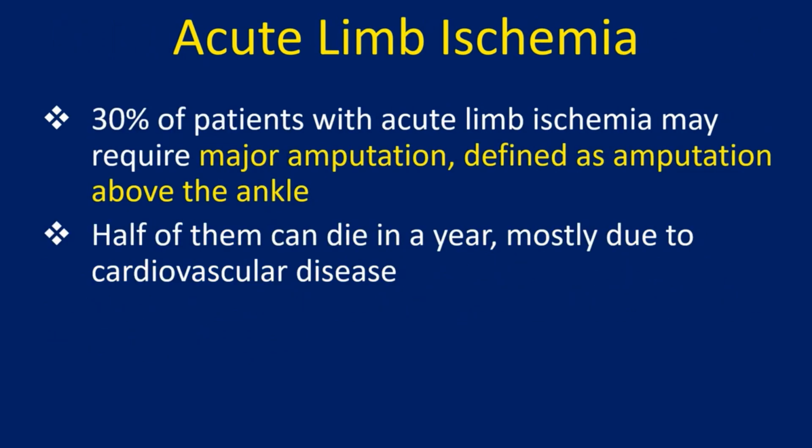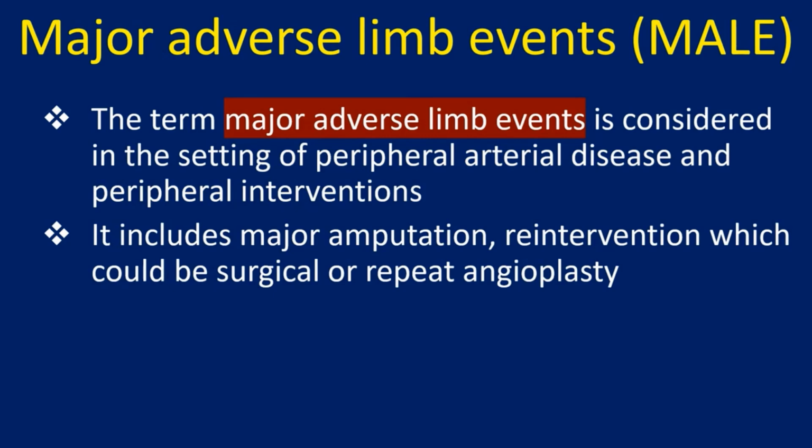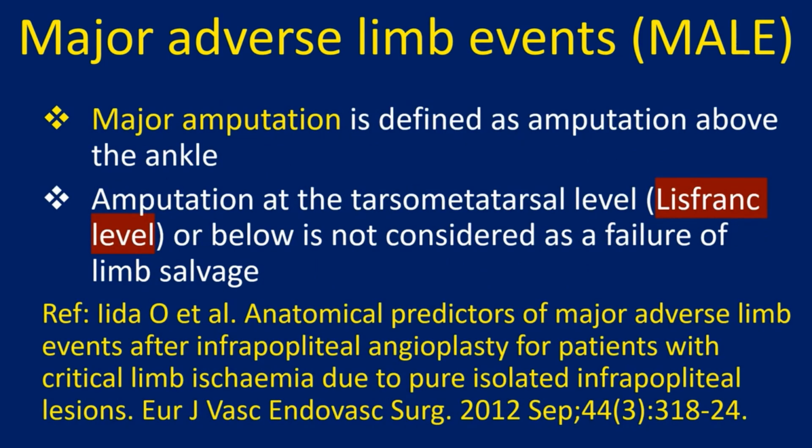30% of patients with acute limb ischemia may require major amputation, defined as amputation above the ankle. Half of them can die in a year, mostly due to cardiovascular disease. The term major adverse limb events is considered in the setting of peripheral arterial disease and peripheral interventions. It includes major amputation and re-intervention, which could be surgical or repeat angioplasty. Major amputation is defined as amputation above the ankle. Amputation at the tarsometatarsal level, Lisfranc level or below is not considered a failure of limb salvage.